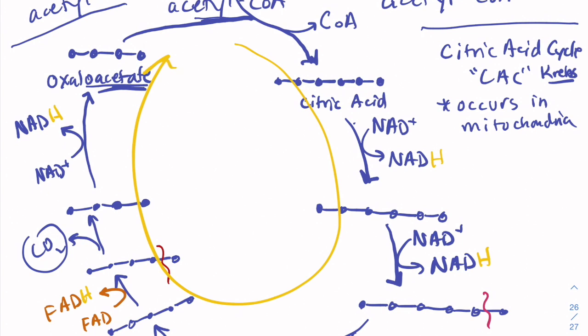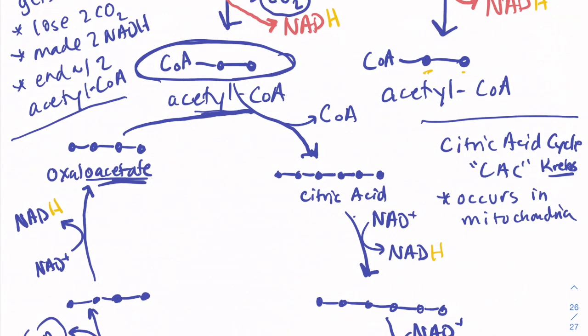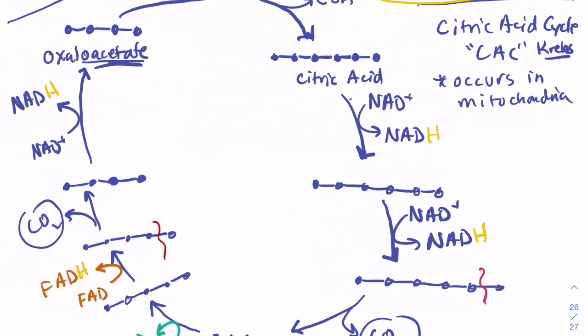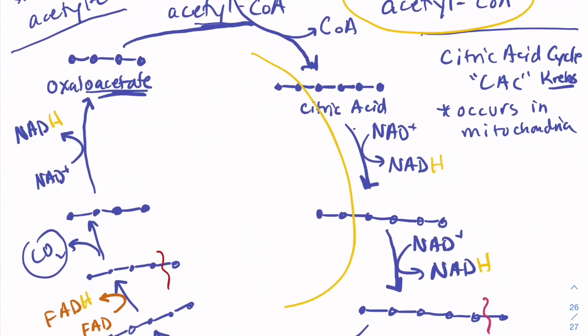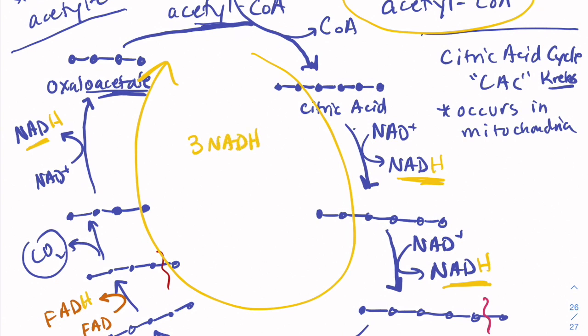One of the starting molecules, oxaloacetate, is the same as the ending one, so get rid of that. And so all this stuff that happens to this acetyl-CoA happens to this one. So let's add up the goodies that we get from just one turn of this cycle. We got some NADH: 1, 2, 3. We got 3 NADH.